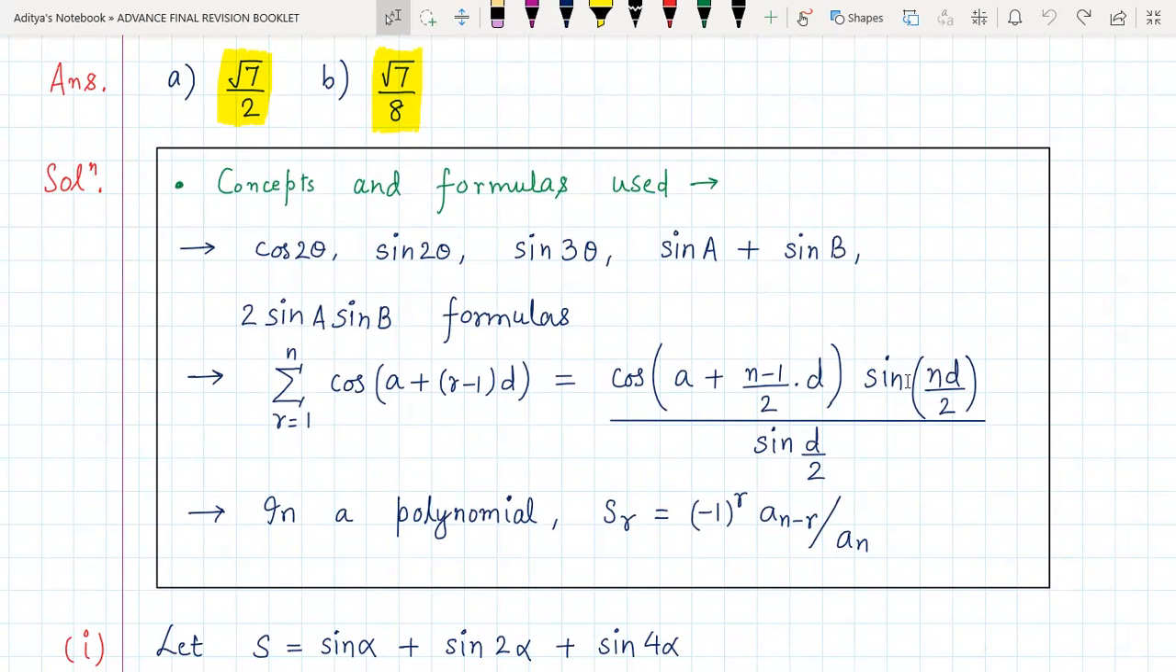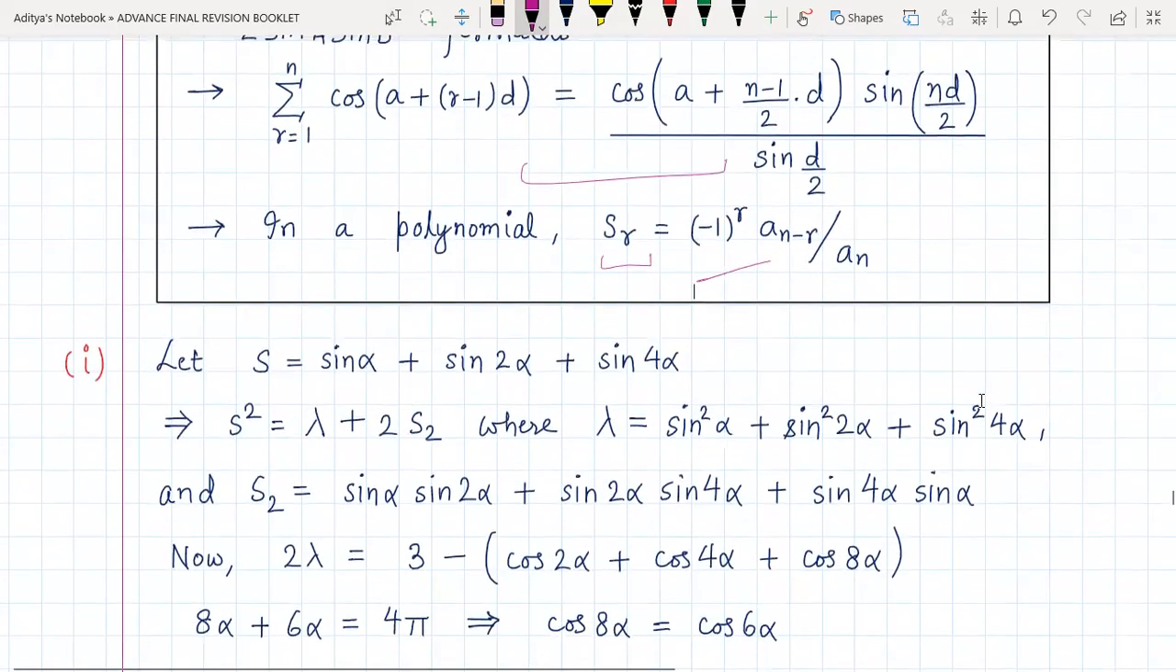We should also know that for a summation of a cosine series, when the arguments inside them are in arithmetic progression, what is the formula for that sum? So it is clearly written here. It is simply equal to this quantity. And in a polynomial, we should know what is the sum of roots taken r at a time. Okay. Now, how to solve the very first part?